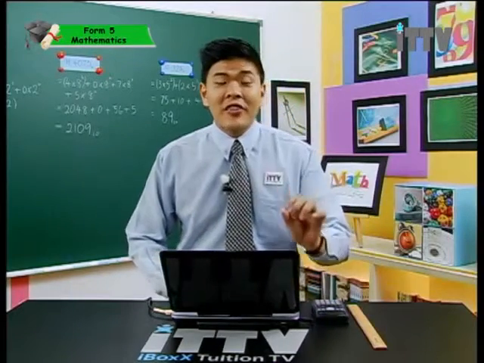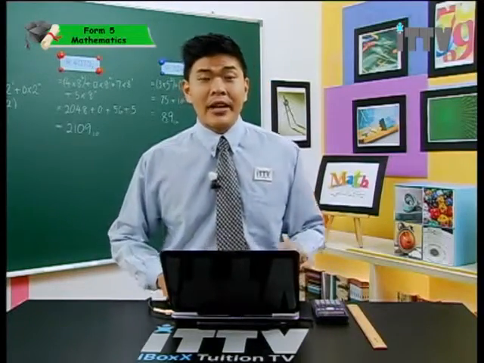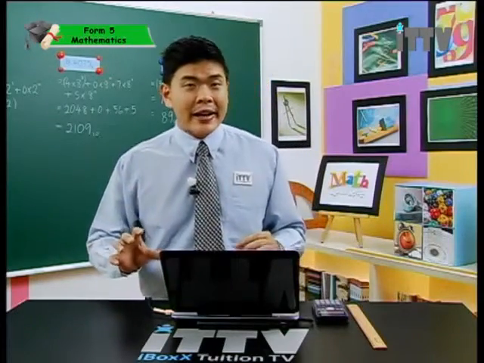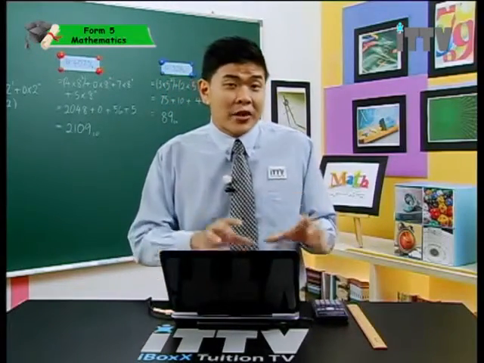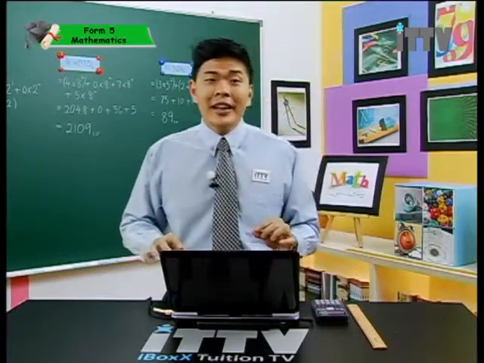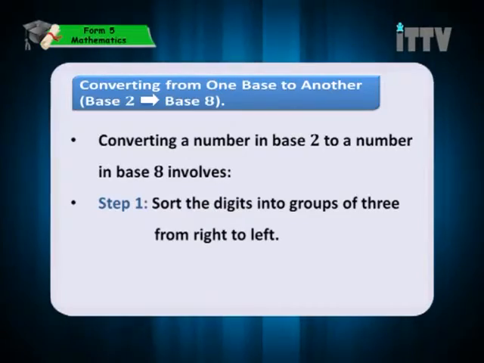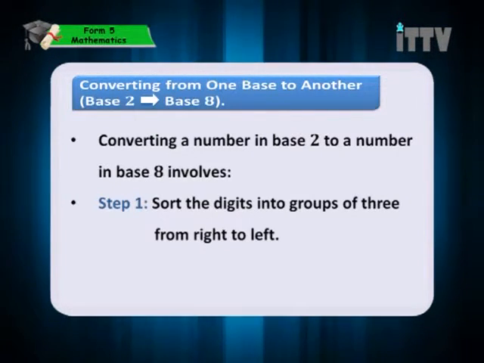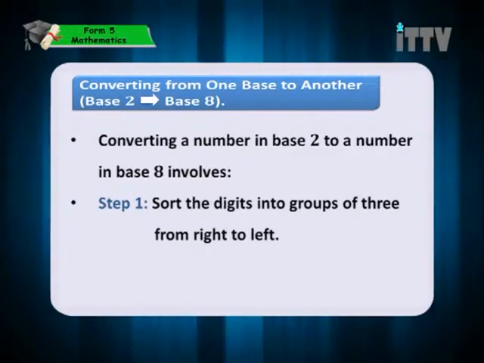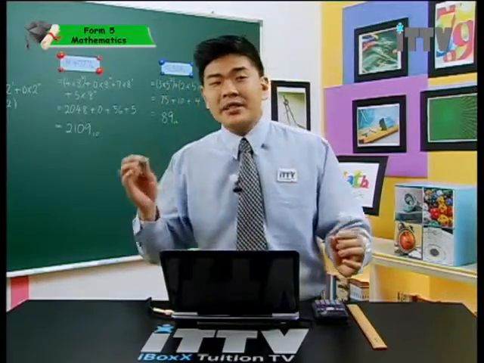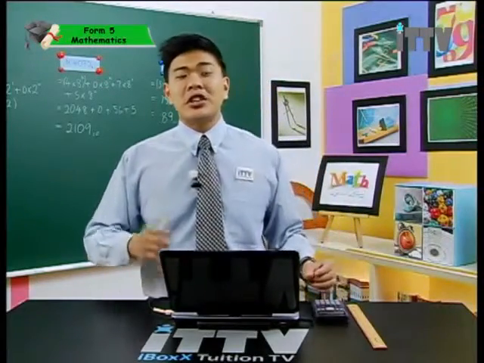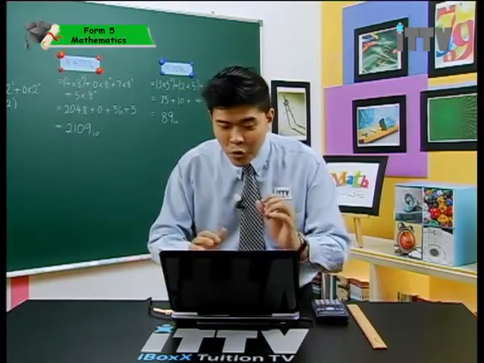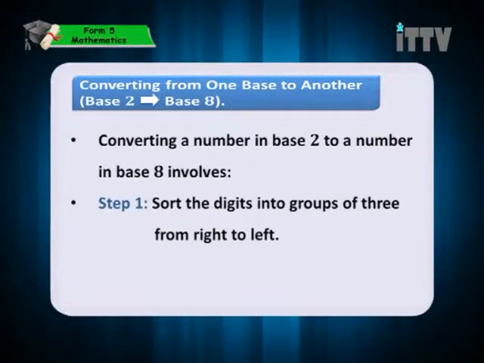So what we have learned in the first part is converting a number in base 2, 5 or 8 to a number in base 10, and then answering questions which relate to that. Now in this part, we're going to learn a special conversion. Converting from one base to another, from base 2 to base 8 and vice versa. If we have base 2 and base 8, a number in base 2 can be changed to a number in base 8 straight away. How do we do it? Let's take a look.